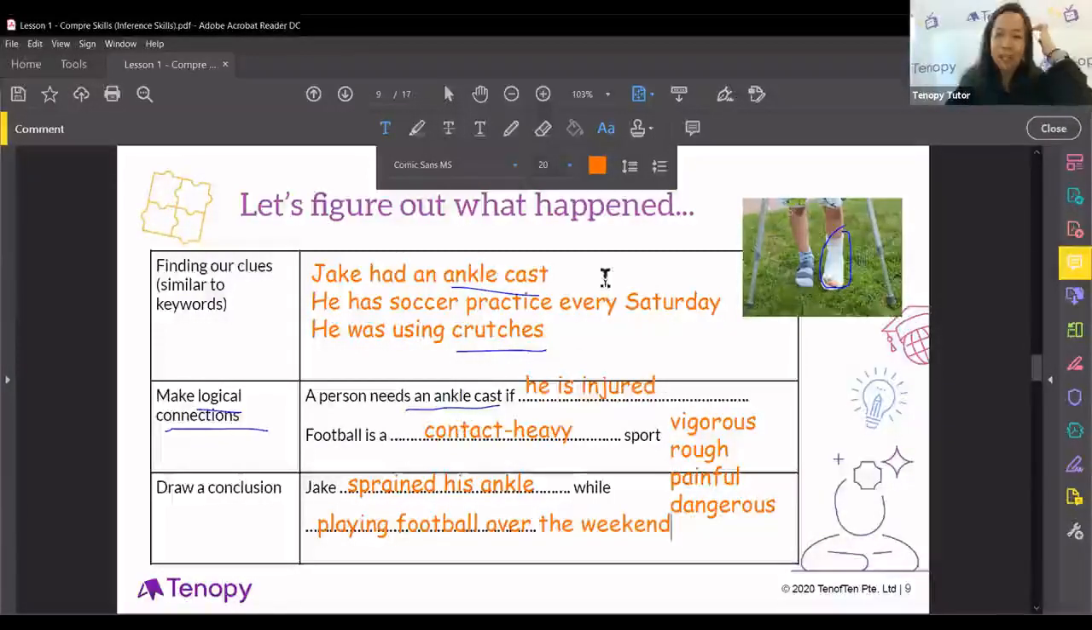Well done, guys. All right, so you see, just by looking at what's happening right here with the information that we already know and the information that we're seeing before us, we just made an inference. These are invisible words. We don't have all this information directly told to us. Jake doesn't have a label on his forehead that says, I injured myself while playing football over the weekend. So this is how we make an inference.